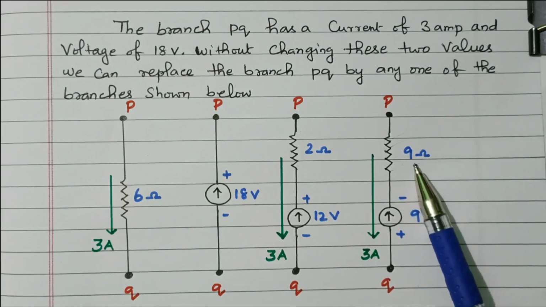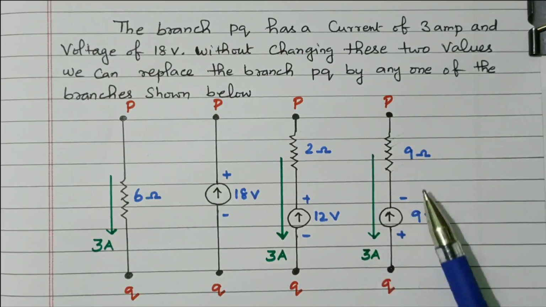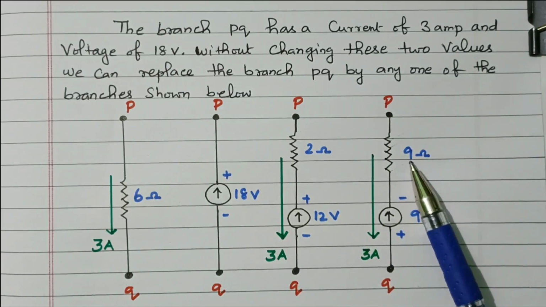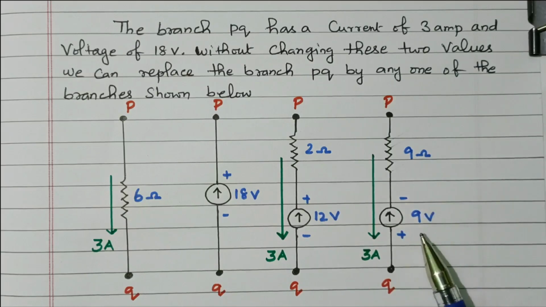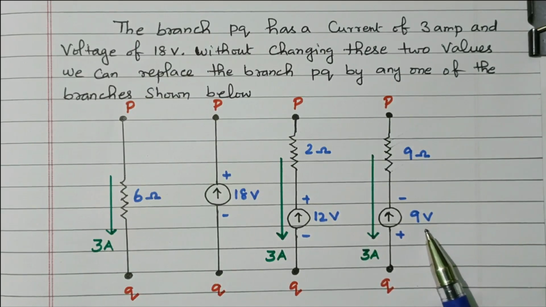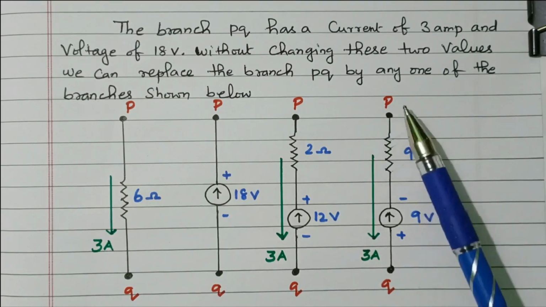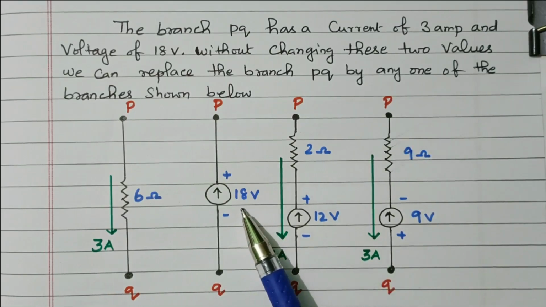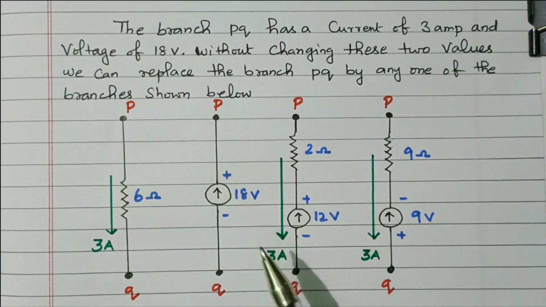What is the voltage drop across this 9 ohm? 9 into 3 is 27 voltage. Plus 27 voltage will be there. 27 minus 9, from 27 we need to subtract minus 9, so that we will get 18 voltage. The 18 voltage will be maintained in this branch PQ. Right? So in the first possibility, an 18 voltage source is directly connected.